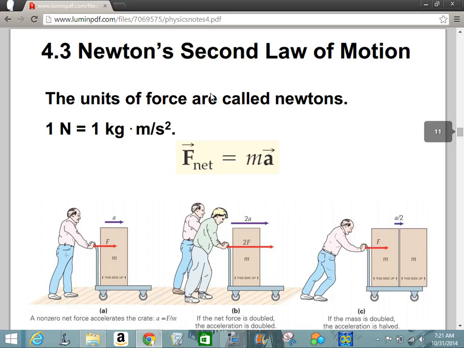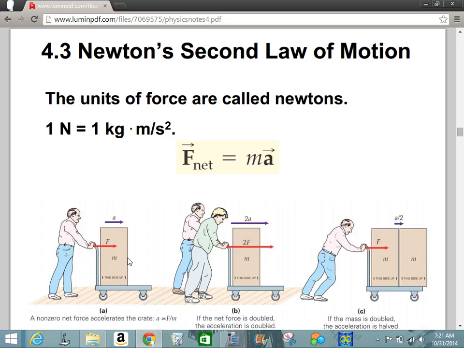So what that means is that force is really equal to mass times the acceleration. And since acceleration is a vector, then force would have to be a vector, where mass is a scalar. So the unit of force in physics, we call it newtons, and newtons is equal to 1 kilogram meters per second squared.